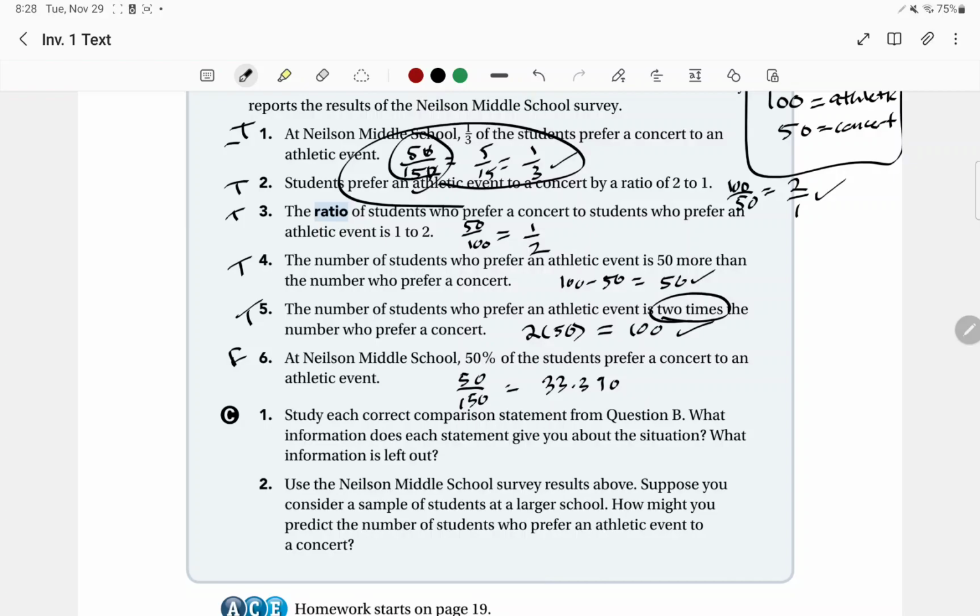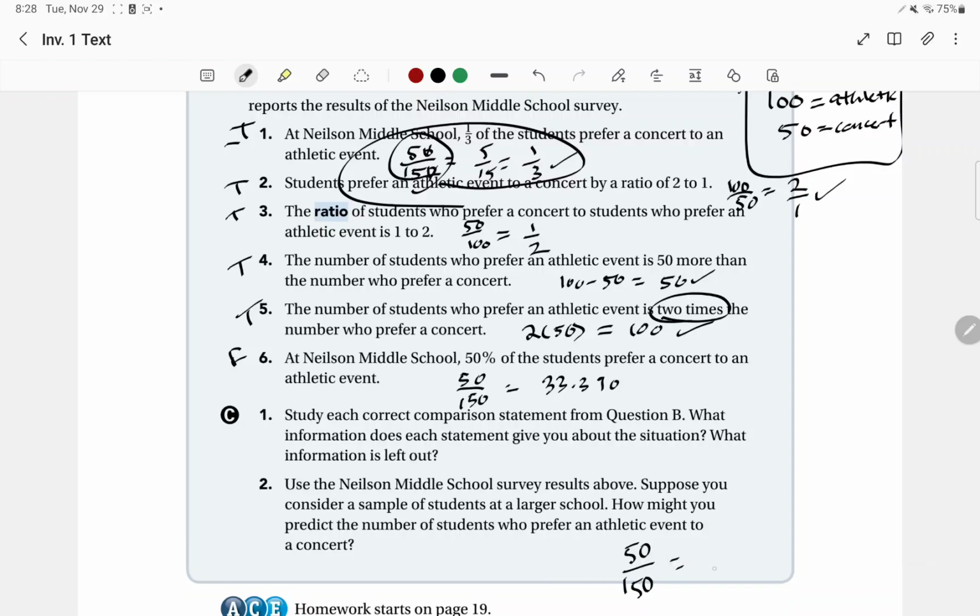Number 2, use the Nielsen Middle School survey results above. Suppose you consider a sample of students of a larger school. How might you predict the number of students who prefer an athletic event to a concert? Very good question. Now, you want to know, for example, how many would prefer a concert. So, for example, 50/150 preferred the choir, the concert choir.